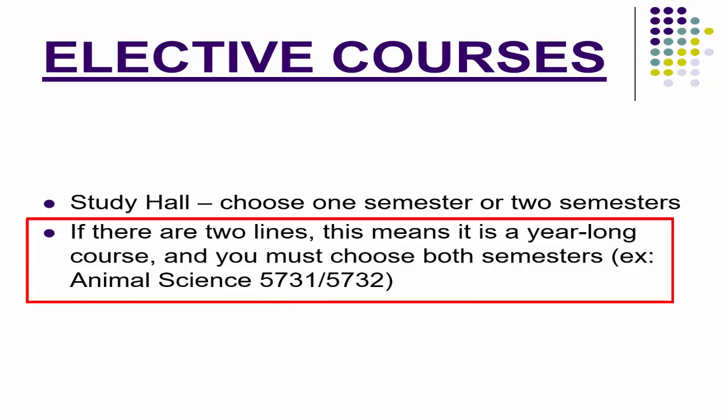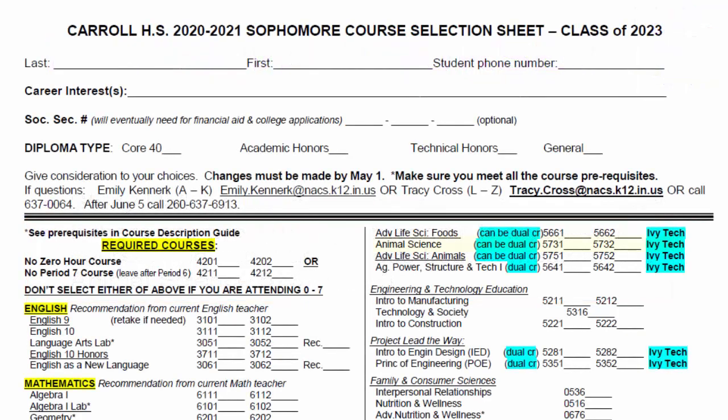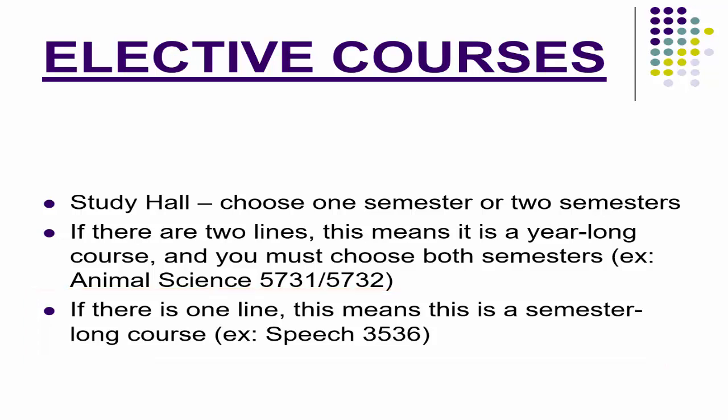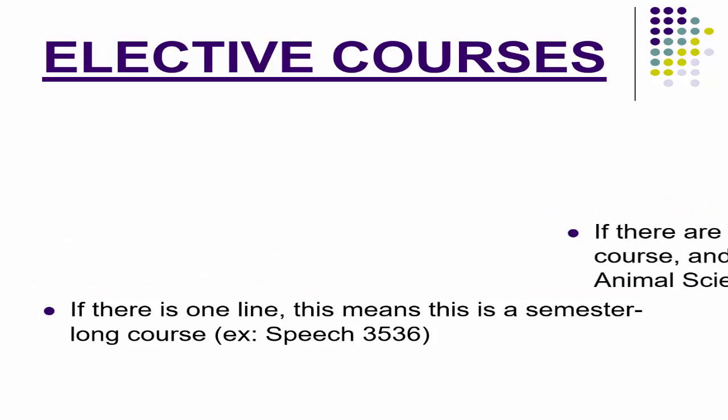On your course selection sheet, there are year-long and semester-long courses. If there are 2 lines with 2 numbers beside the course, it's a year-long course and you must choose both semesters. For example, Animal Science has 2 lines and the course number is 5731, 5732. If a course has only 1 line with 1 number beside it, this means it is a 1-semester course. For example, Speech. Course number is 3536.